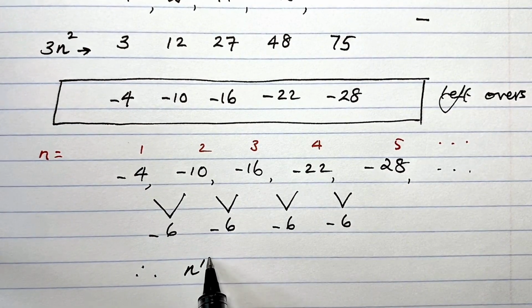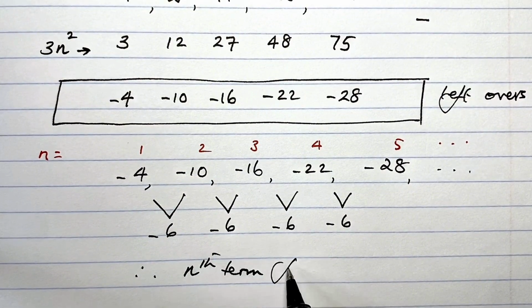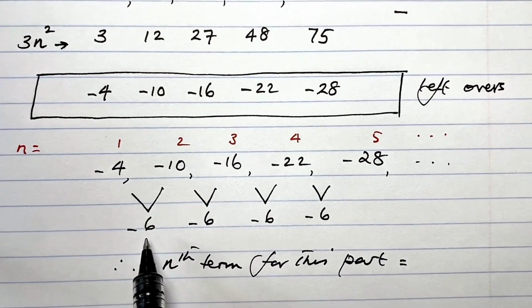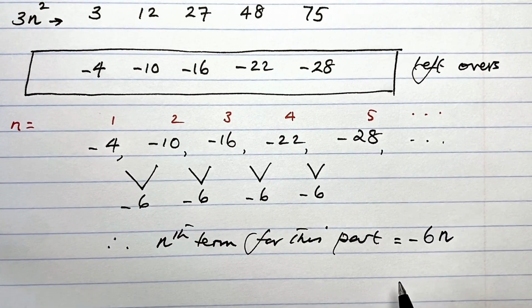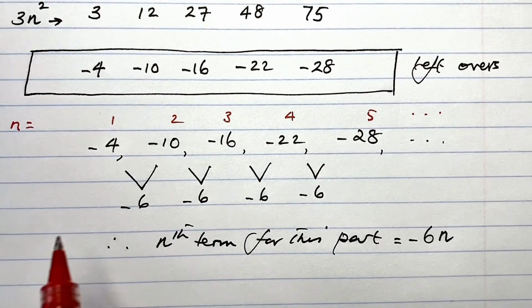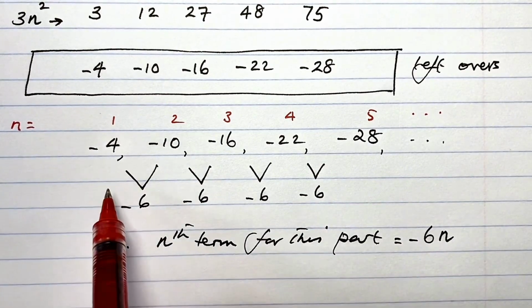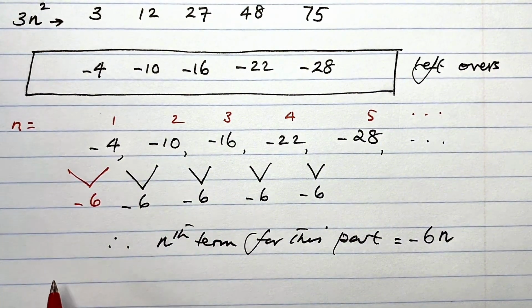So the nth term for this part equals minus 6n. Let's go to the 0th term to see if we have to add or subtract anything to this number. Go back one step.